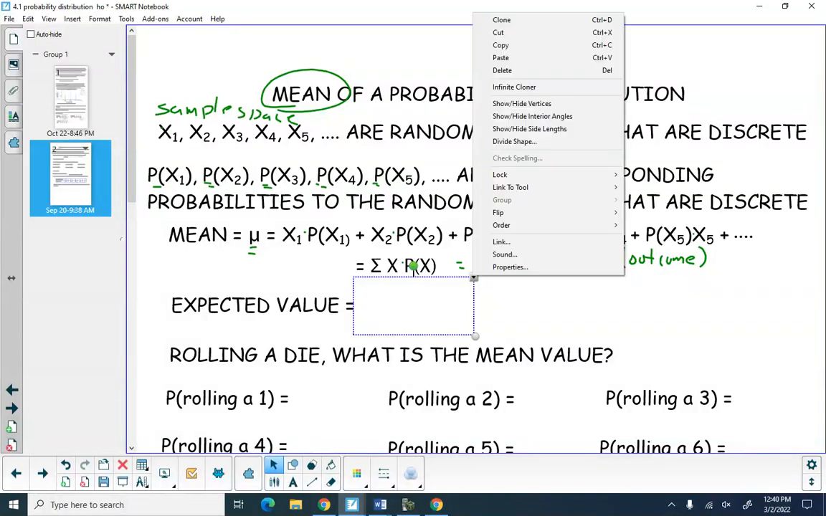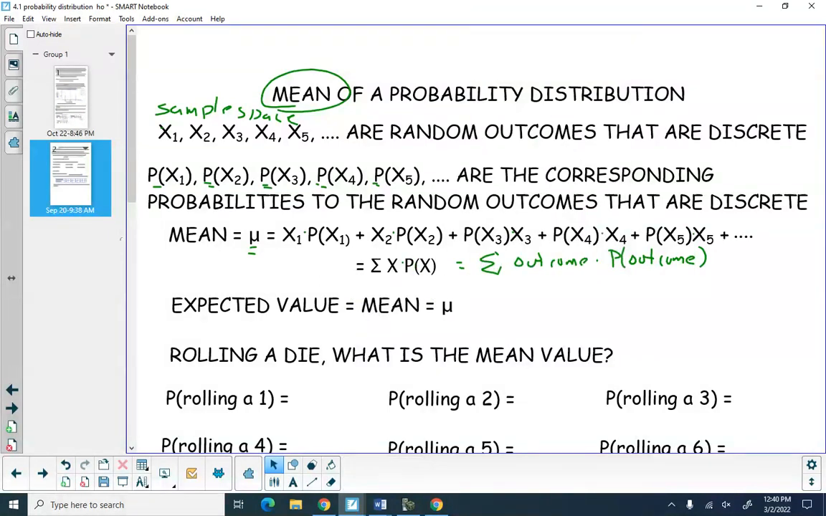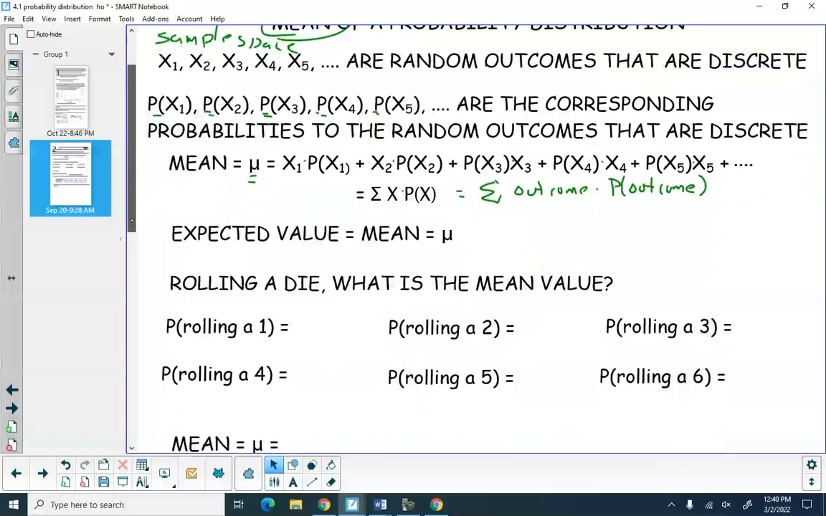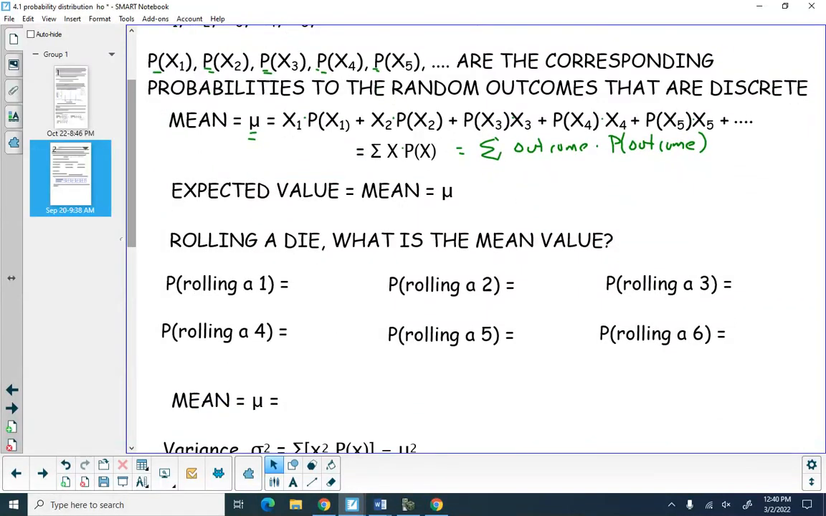When you talk about the expected value, it is just the mean. When we have an expected value, this is just the mean. We're going to do two different problems here.